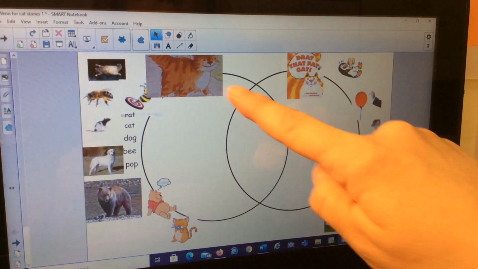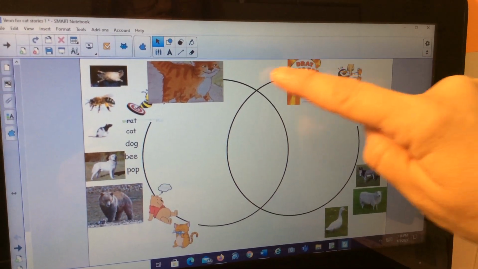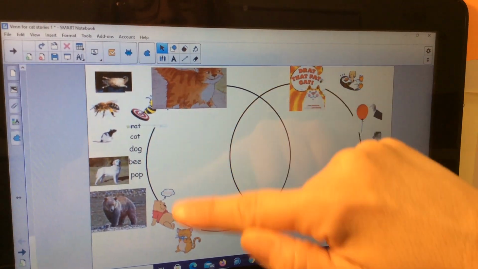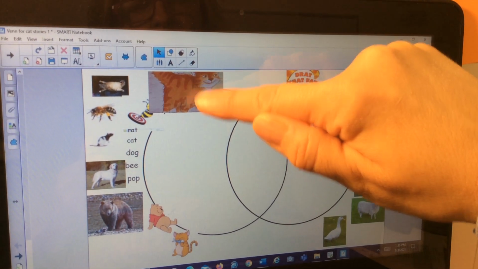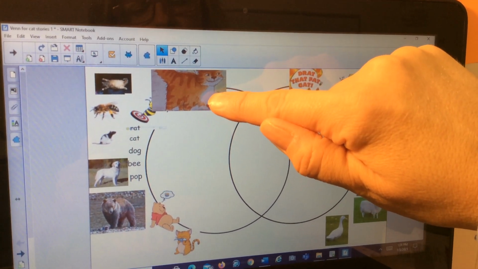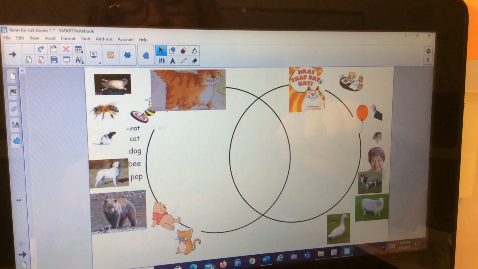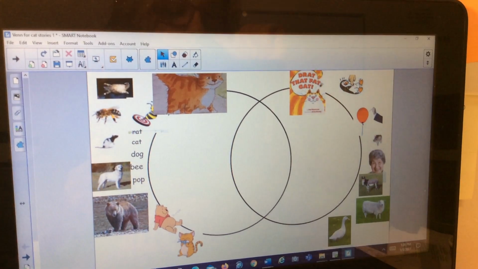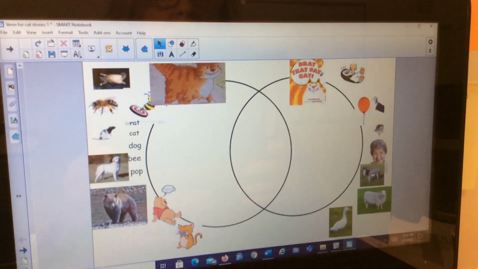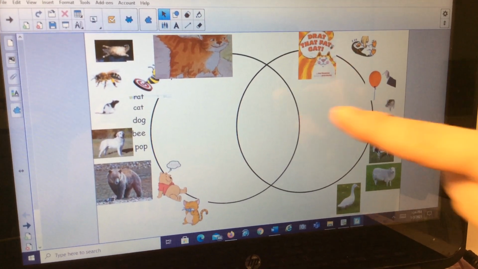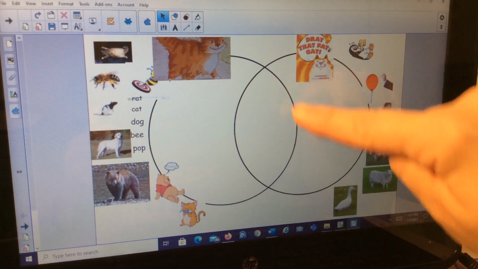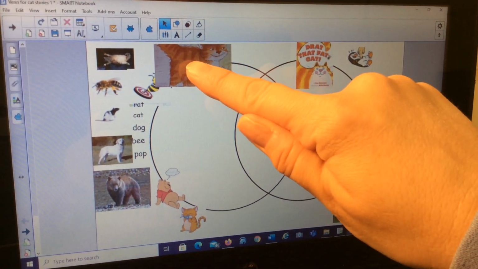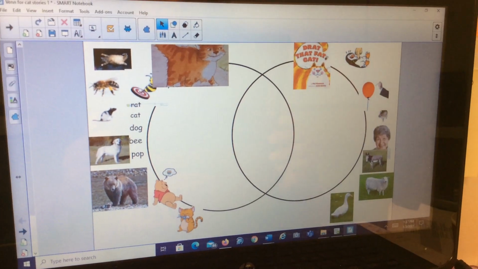A Venn diagram is two circles, one, two, but they overlap in the middle. In this circle, we will put everything that we learned about or heard or read about from the greedy cat. Over here, we're going to put pictures of things that we've learned or heard in the story Drat That Fat Cat. And in the middle where they overlap, that's where we're going to put the picture if it happened in The Greedy Cat and Drat That Fat Cat.